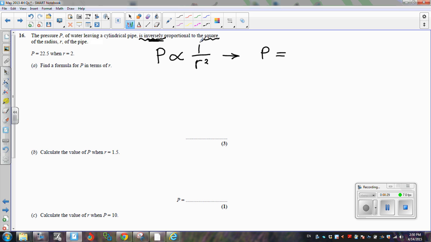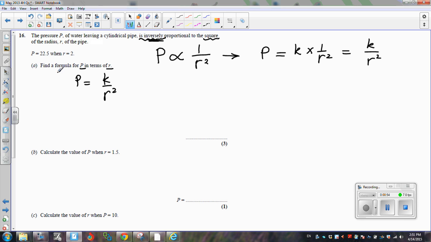we always do is we take this and we multiply that by k, so k times 1 over r squared, but that can be written as k over r squared. So P is equal to k over r squared. Now that's the formula that we want, it's just that we need to find out what k is. We're asked for a formula for P in terms of r, so there mustn't be any other letters there. So I'm now going to find out what k is.